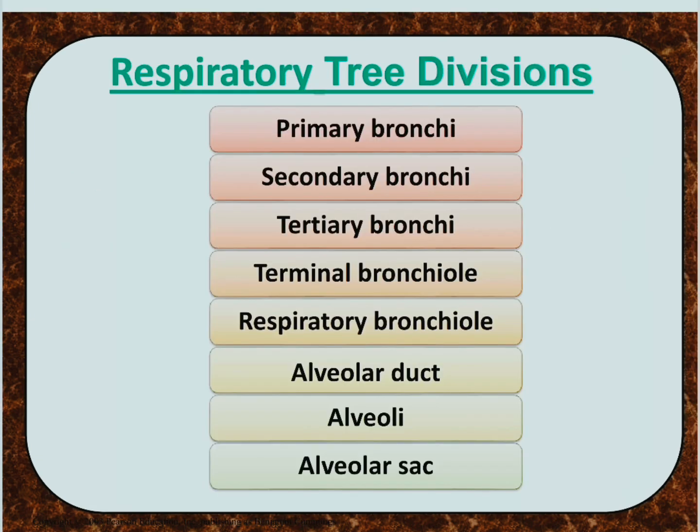So this is the respiratory tree division. First primary bronchi into secondary bronchi, secondary into tertiary bronchi, next bronchioles, terminal bronchioles, respiratory bronchioles, alveolar duct, alveoli, alveolar sac. You can keep this much only, and you can write the explanation much better.